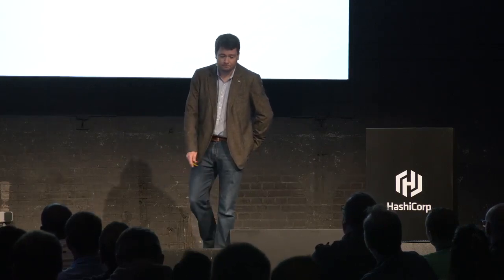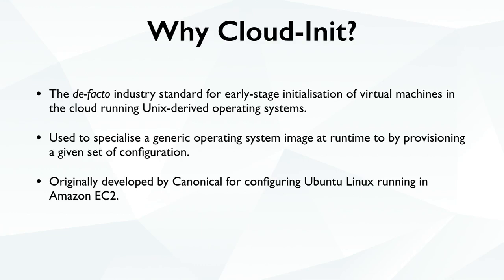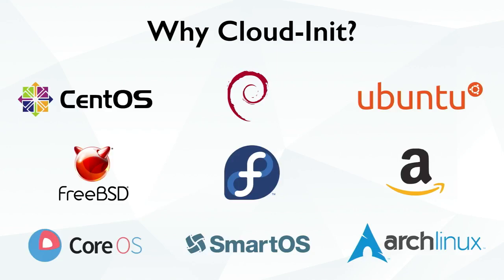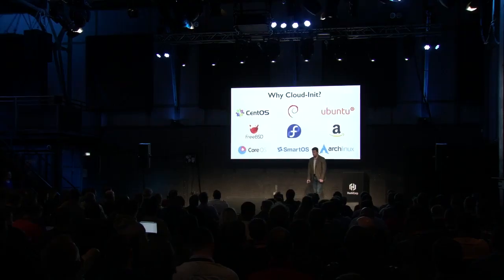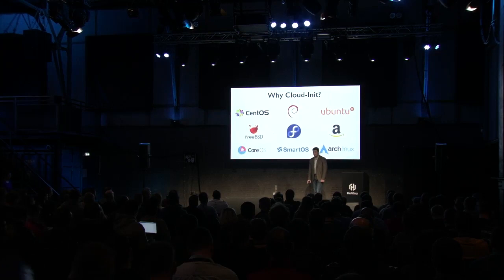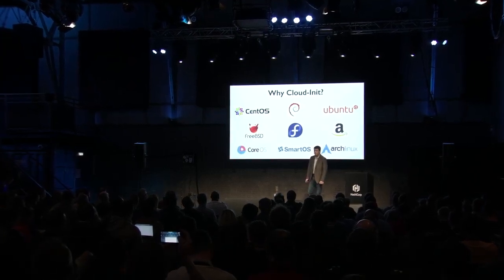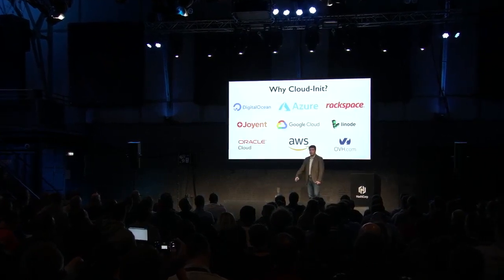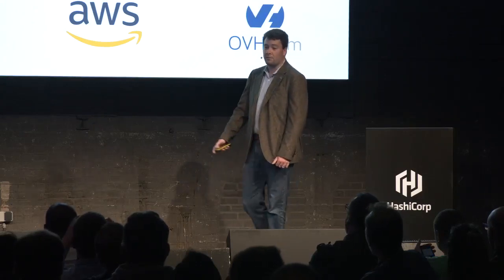It was originally developed by Canonical when EC2 was first announced. Back then, Ubuntu was the only thing that ran on EC2, so that's all it had to work on. But it's now prevalent across every major cloud and pretty much every operating system. So you can find it pretty much everywhere. All of the Linux distributions' images ship with it by default. FreeBSD, SmartOS, everything ships with it by default these days. And furthermore, not only operating systems, but also across every cloud. Almost every cloud vendor has really good support for CloudInit built into their provisioning plane.